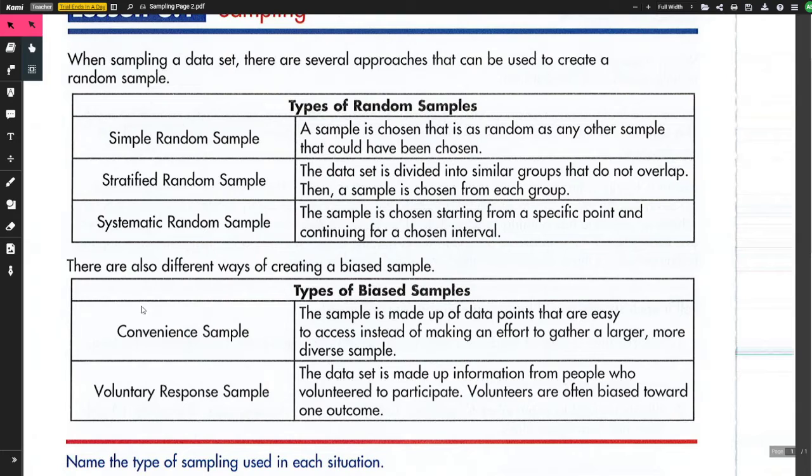Okay, and then the biased, there is convenient biased. The sample is made of data points that are easy to access instead of making an effort to gather larger, more diverse samples. Basically, if a company wants to know how they're doing, they ask people who shop there. That's convenient sampling. Voluntary sampling is the same thing, but instead of asking everyone, just ask who wants to tell me their favorite chocolate, and then whoever says it, that's a voluntary bias sample because only the people who want to share are sharing their opinion.